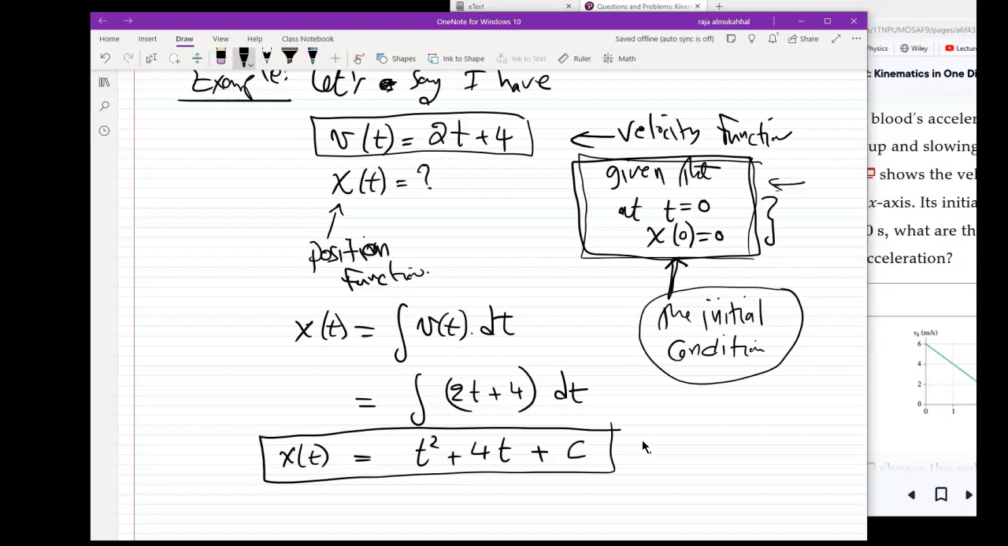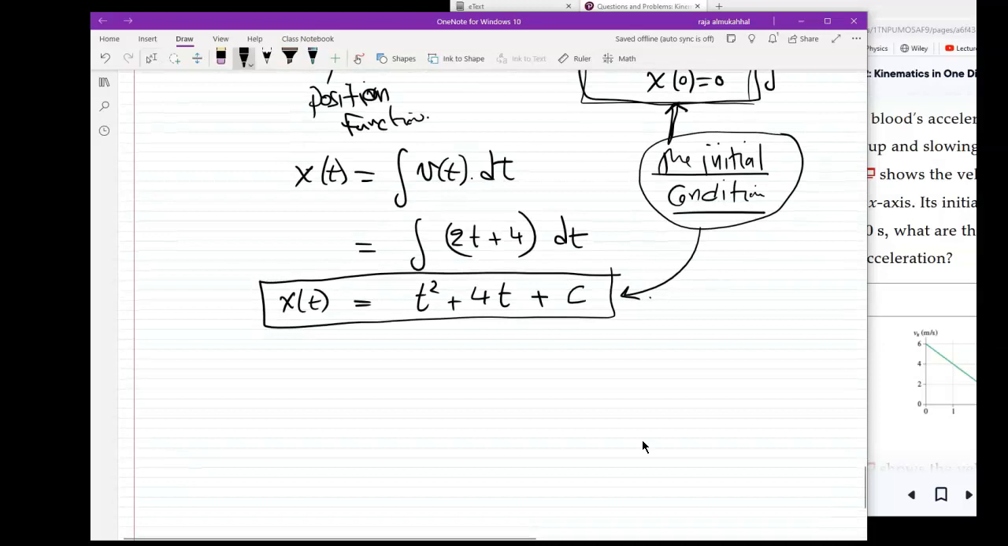So the initial condition is given to you. Why is it given to you? Because it will allow you to calculate the constant of integration. That's the whole purpose of the initial condition. This is very important to know. Okay, so I'm not done yet. So now the next step is I need to find c. How do I find it?